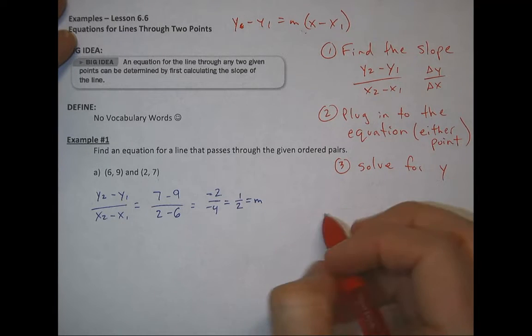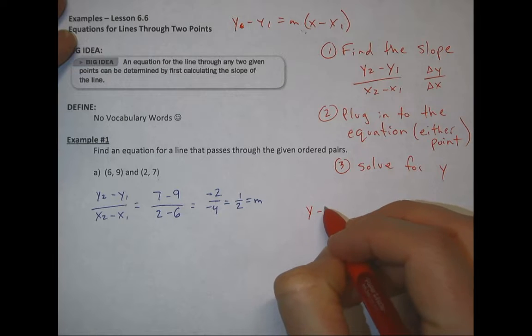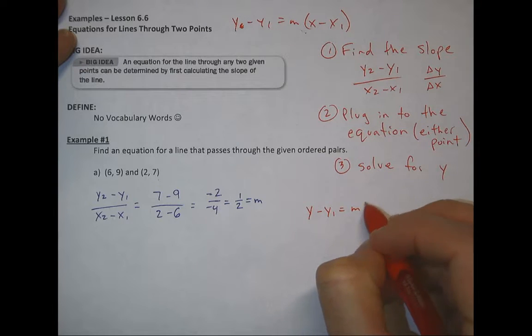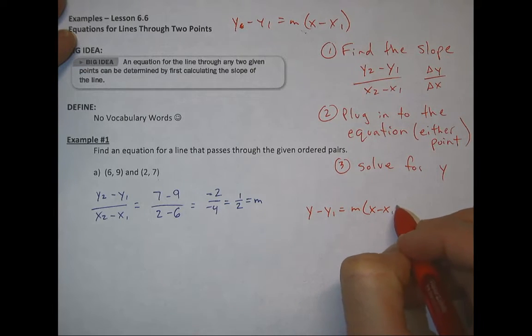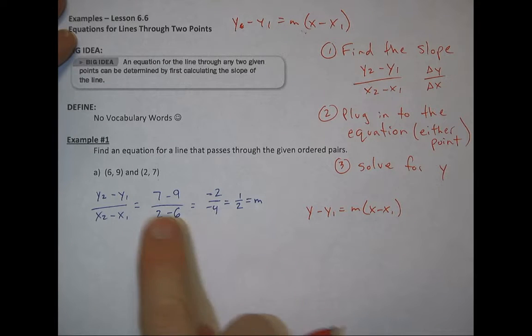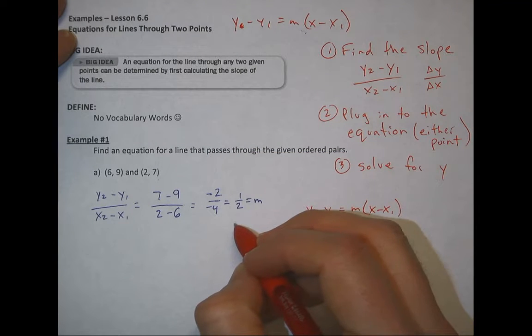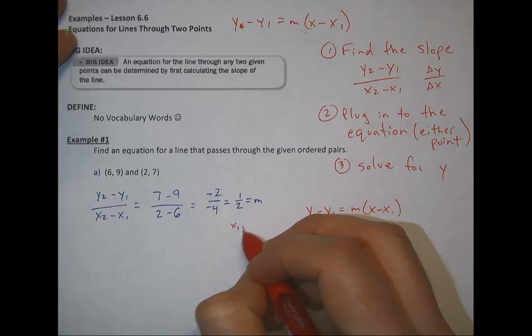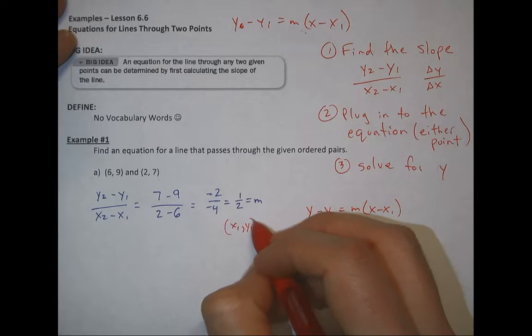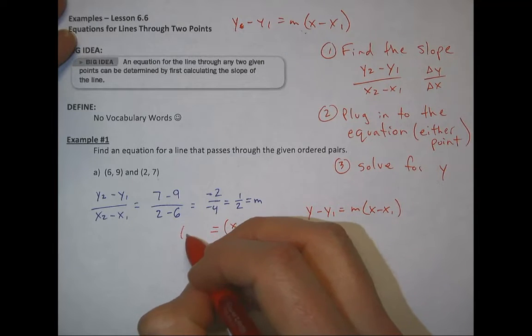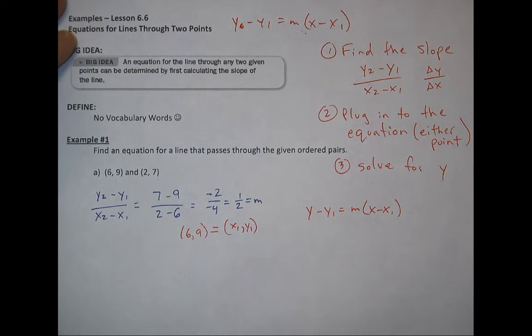So I'm going to plug into the formula y minus y1 equals slope times x minus x1. Again, either one of these is fine. I can't stress that enough. I'm going to use 6, 9 just because it's first. So x1 comma y1 for me is going to equal 6 and 9. But if you use 2 and 7, it will actually simplify to the same y equals mx plus b.